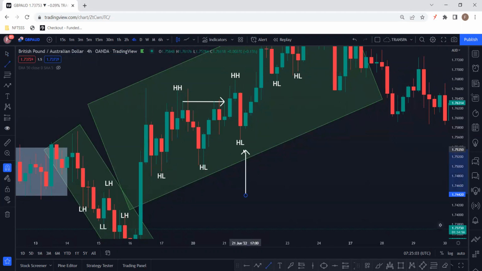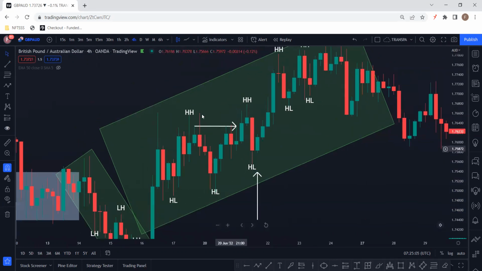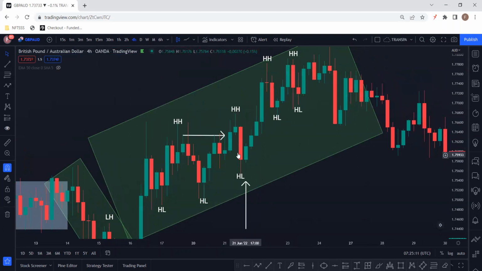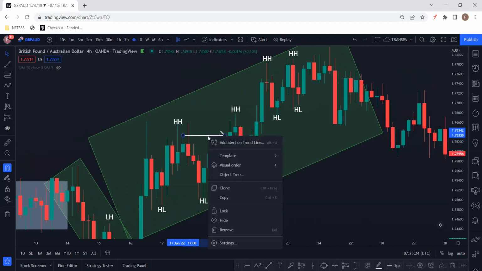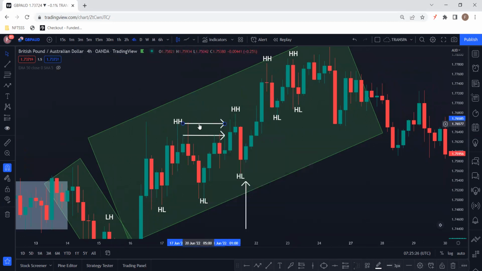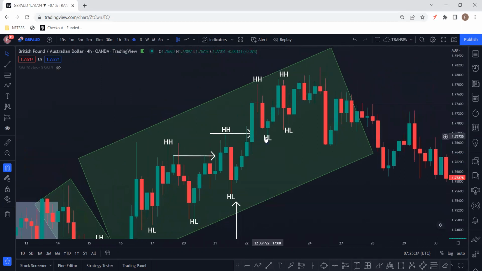So for an uptrend, we're only looking to buy. You identify the break of the previous higher high, and then you wait for the pullback for price to come and form a higher low, and then you buy. Again, you identify the break of the previous higher high, price forming a new higher high. You wait for the pullback, the retracement, for price to come and form the higher low, and then you buy.